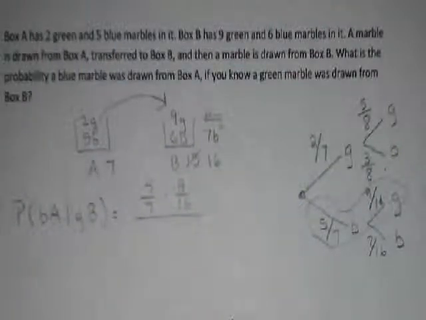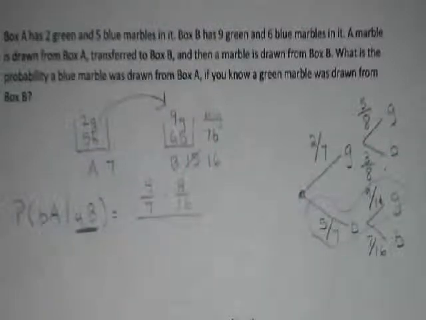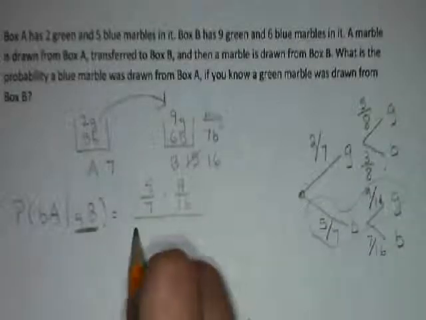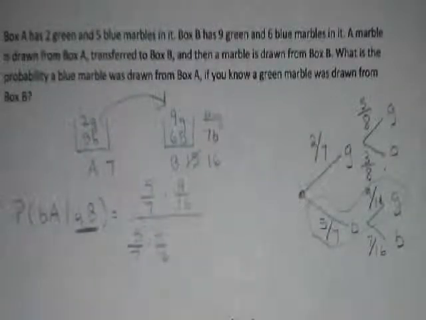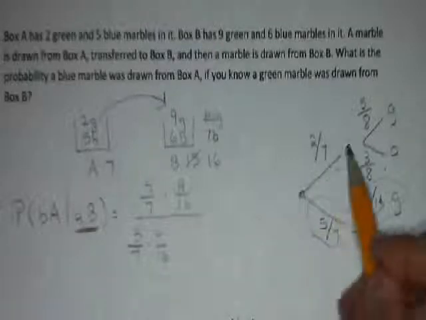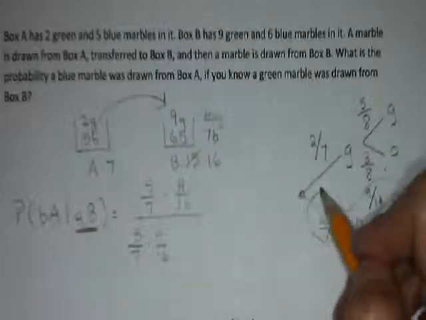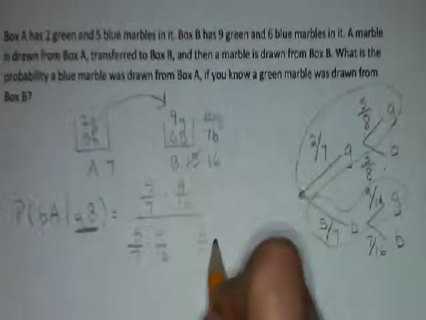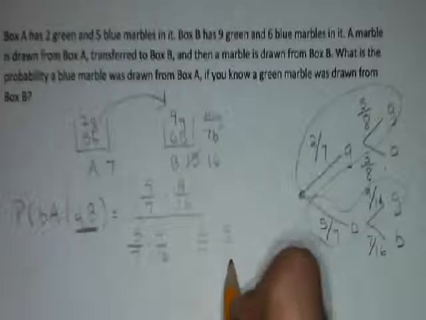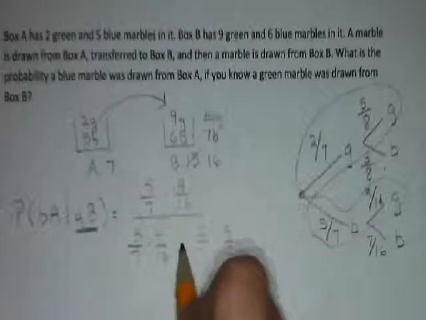On the bottom of the fraction, I want to have everything that creates this sample space right there. So I want to have everything that's going to give us a green out of B. Well, one of those options is the one that I just found and used on the top, 5/7 times 9/16. The other option would be if I chose a green out of A and a green out of B. So that would be 2/7 times 5/8. And we're going to add those two fractions together.